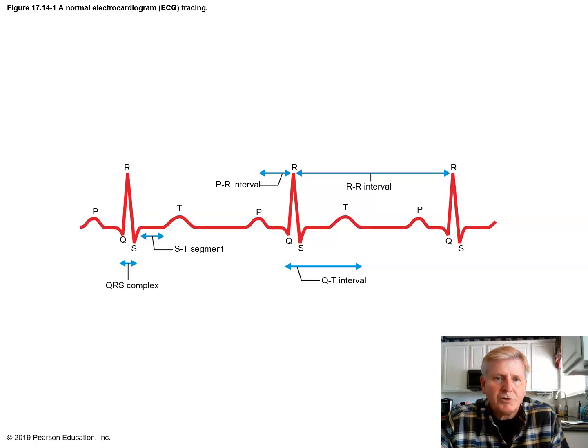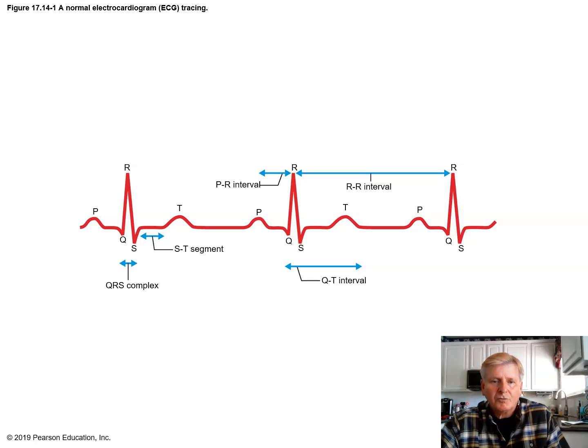So that's a normal electrocardiogram depicting an ECG tracing, showing you the P wave, the QRS complex, the ST segment, the PR interval between the P wave and the R wave, the RR segment, and the QT interval. The RR interval is basically the time between heartbeats. A lot of times we use that RR interval in calculating the heart rate.